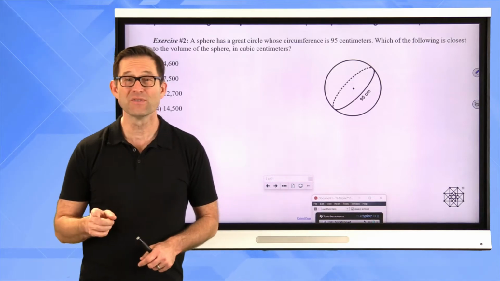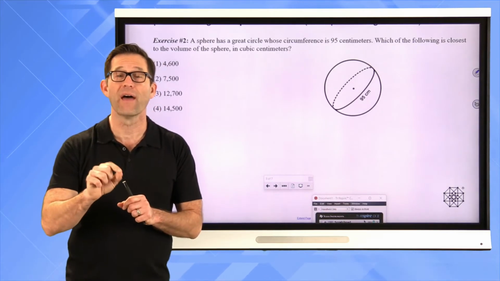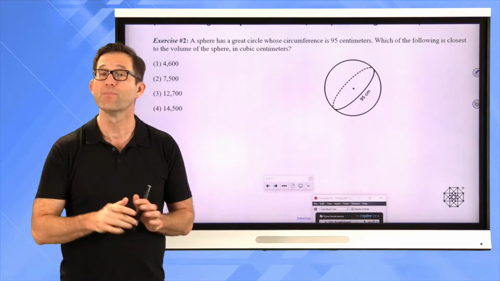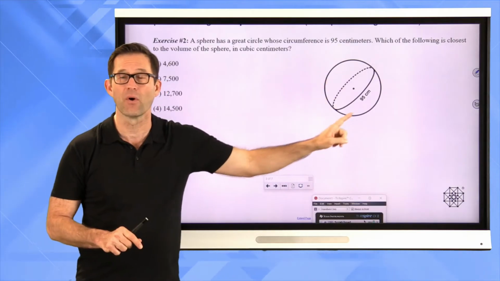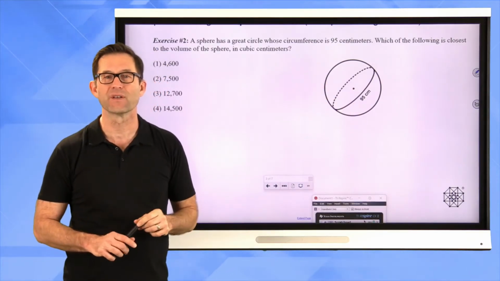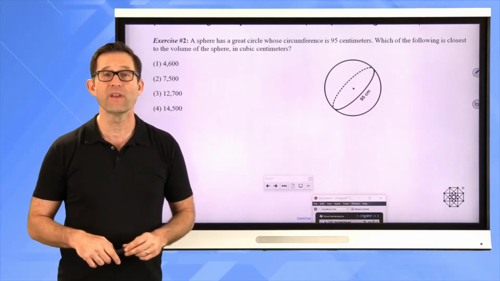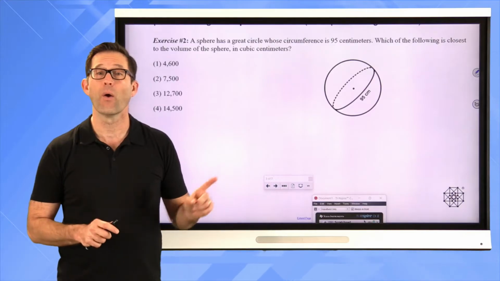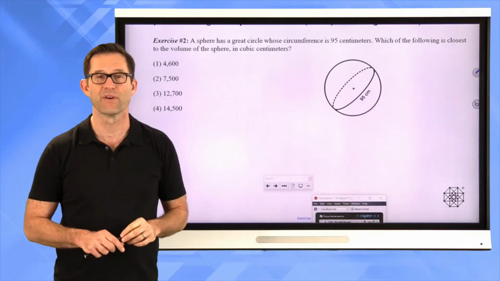All right, now this one's cool. You know that the volume of the sphere depends on only one thing, and that's the radius of the sphere. But the radius of the sphere will be the same as the radius of this great circle, and I know what the circumference of the great circle is, so I should be able to figure out the radius. What I'd like you to do is pause the video now and see if you can figure out which of these answers is closest to the volume of this particular sphere.